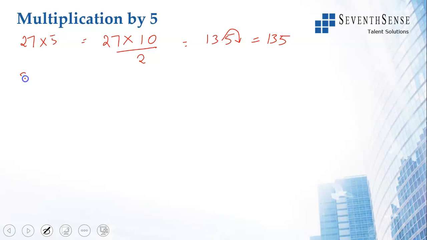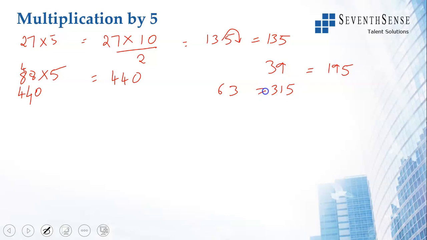So simple. Let us say 88 into 5. How would you do it? Otherwise you would have to do 8 5s are 40, 8 5s are 40, 44 and 0, right? If we know how to do it, 88 by 2 is 44, and then 0. 39 into 5. 39 by 2 is 19.5, 19.5 into 10, you move the decimal one place to the right, 195. 63 into 5. 63 by 2 is 31.5, 31.5 into 10 is 315. This is after explaining, before writing. Imagine you just had to write. You would just write the multiply by 5 answer straight away.